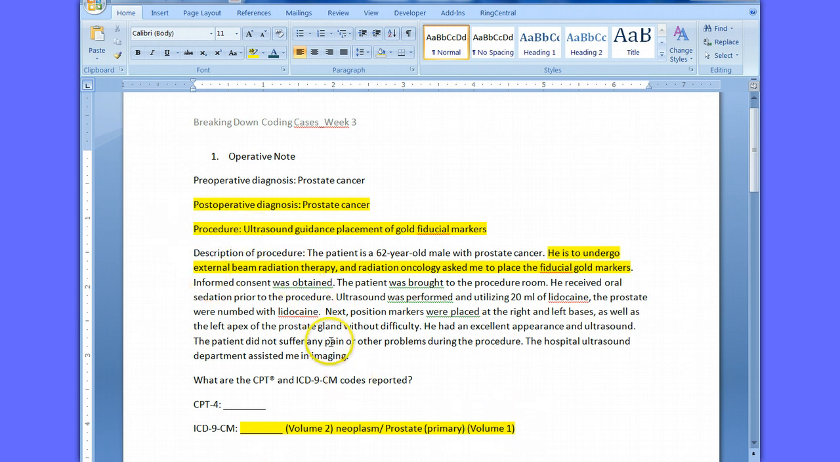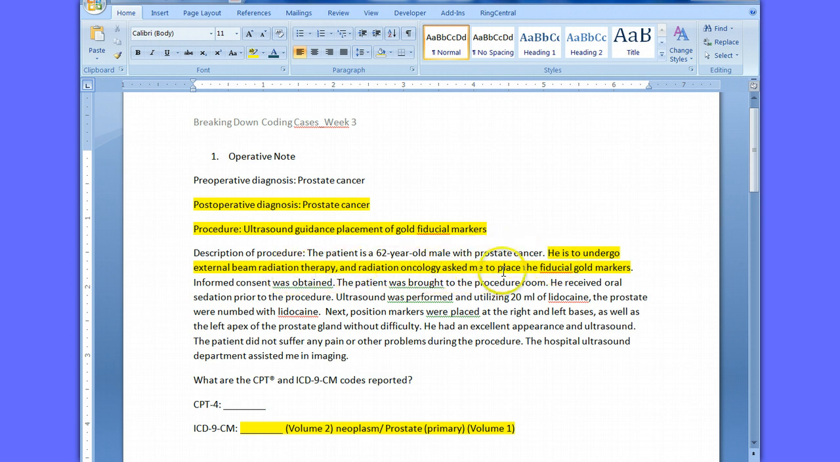Okay, so for the procedure portion, I have that the patient is going to get placement of gold fiducial markers, and there is an ultrasound guidance done for that. So what is going on with this patient is that they are going to do some radiation therapy, the oncology department, to his prostate to help reduce the size of the tumor. And when that happens, it's going to be done where it's non-surgical. It's like in a diagnostic setting.